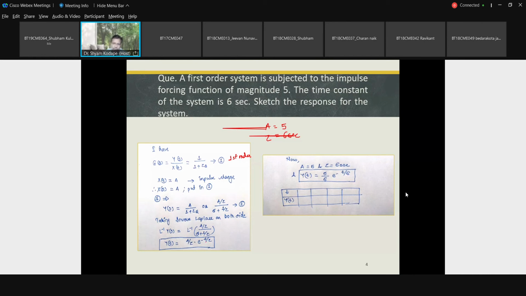Now again, how to plot it? I have A is equal to 5, I have tau is equal to 6 seconds. y(t) is equal to 5 by 6 e raised to power minus t by tau. Change the value of t to 1, 2, 3 and calculate y. Calculate y(t) in this fashion. So it will be like this. At time t is equal to 0, it will reach a height of something, right? A little bit this will come. That is how the curve comes.